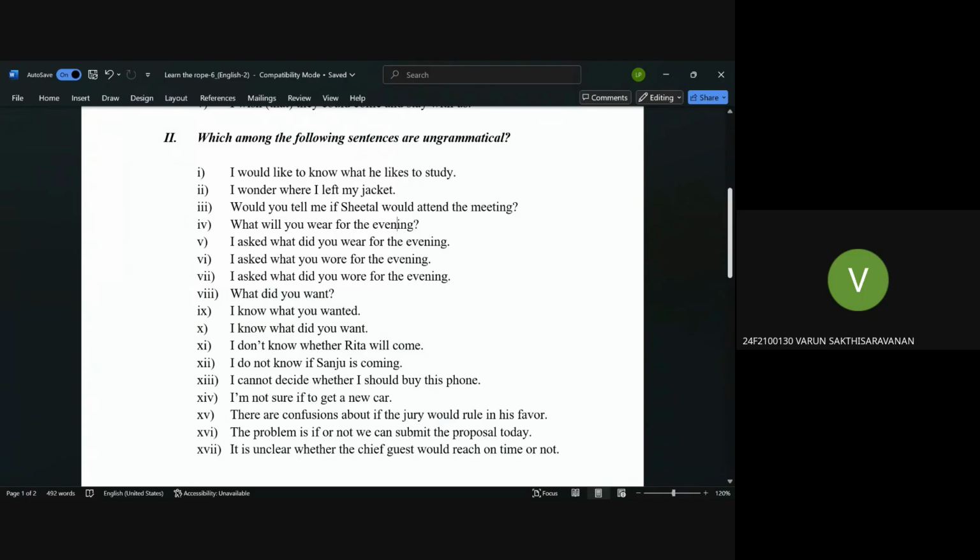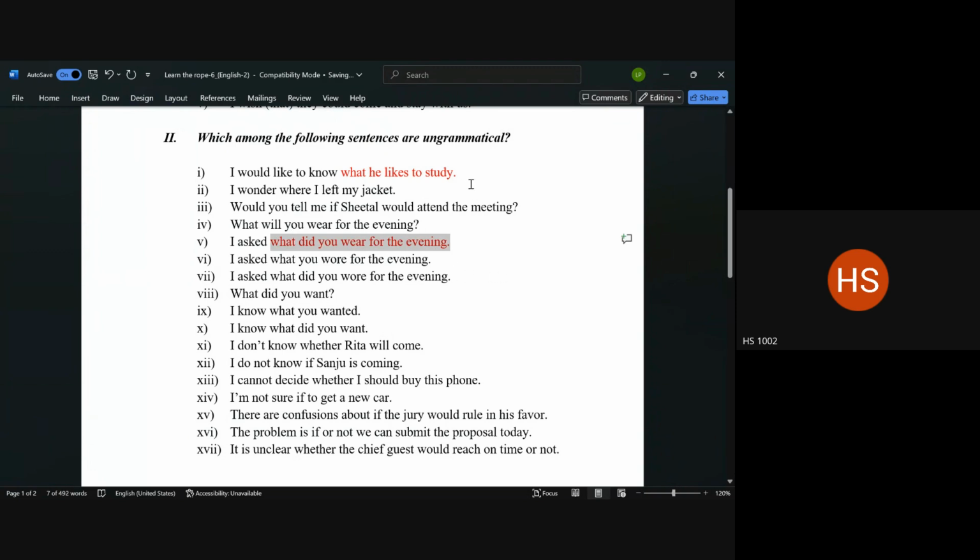The problem is using did. So did is the problem. Look at this question clause. Compare the question clause in sentence number 1, what he likes to study, right? This one, and look at the question clause here. What is the difference that you see here?